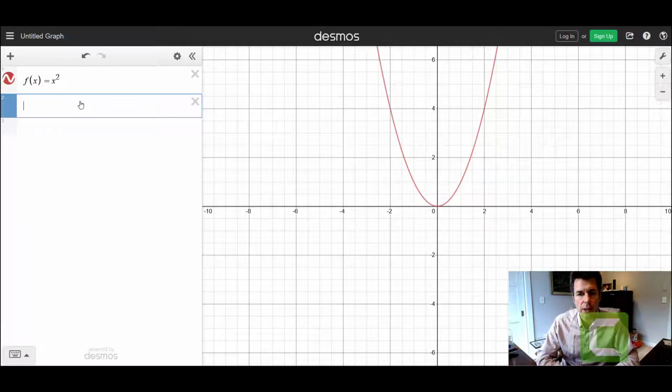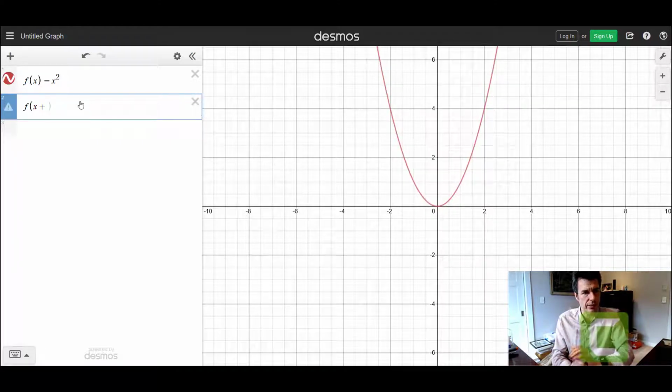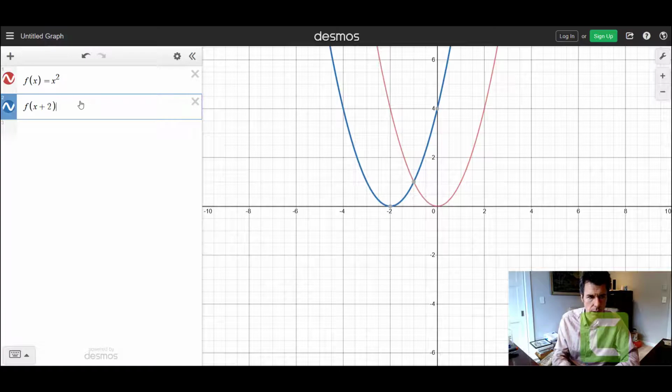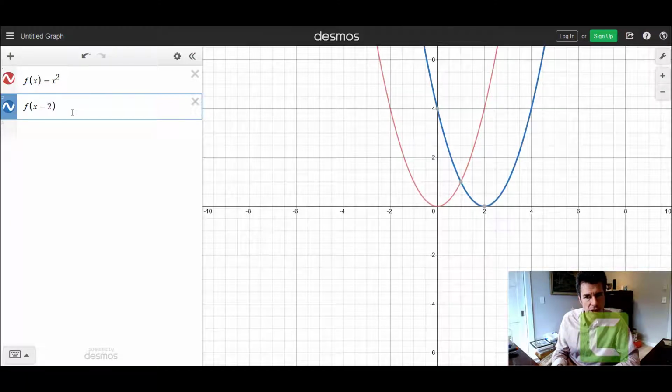So first, we can shift this function to the left or to the right. So if we look at f of x plus, let's say, 2, the original f of x is in red. The new f of x plus 2 is in blue, and we can see f of x plus 2 has shifted the original graph to the left 2. If we did f of x minus 2, it shifts it to the right 2.